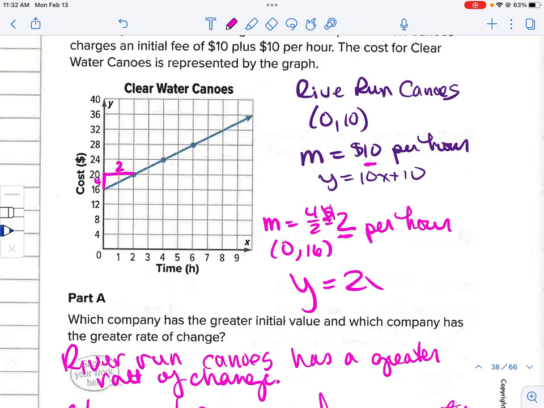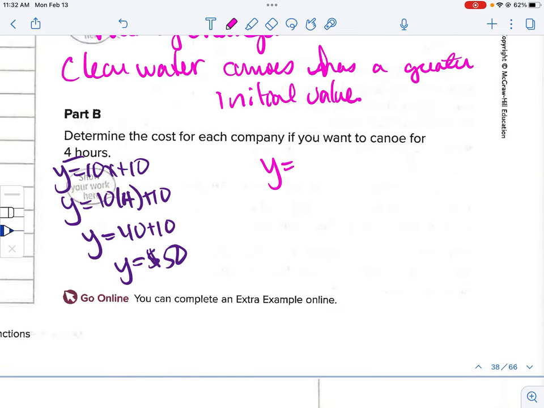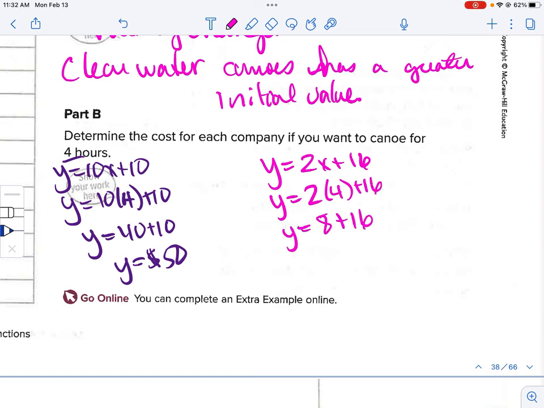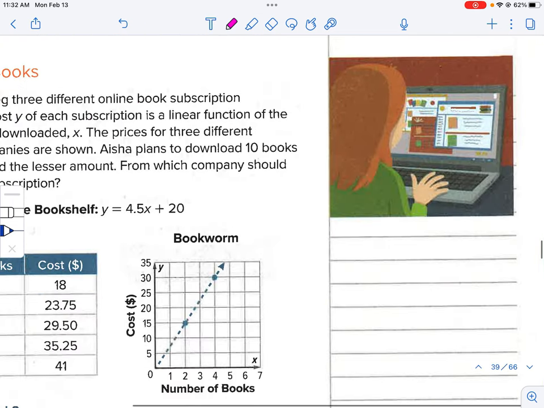Then I do it for the second one. y equals 2x plus 16. I plug in 4. 8 plus 16 equals $24. Determine the cost of each company. There we go. Okay.